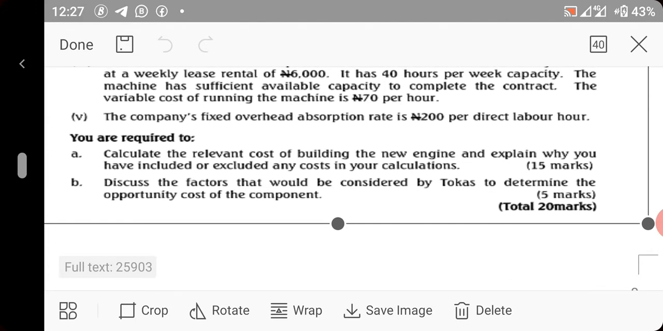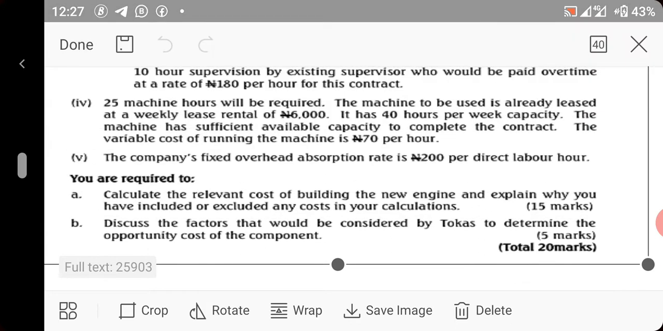You are required to calculate the relevant cost of building the new engine and explain why you have included or excluded any cost in your calculations. Discuss the factors that will be considered by Toka to determine the opportunity cost of the components.